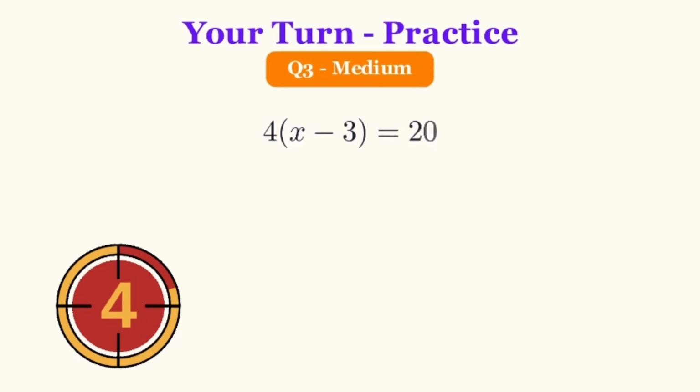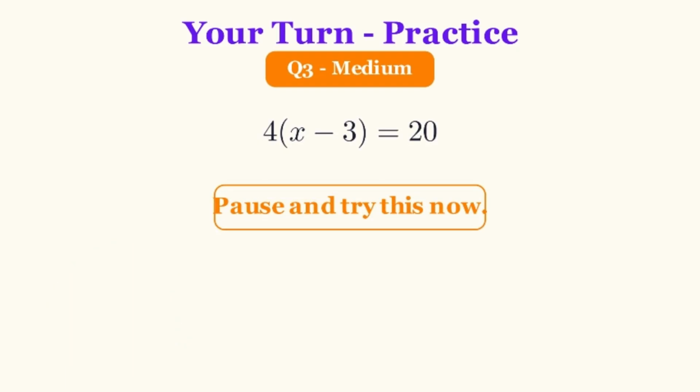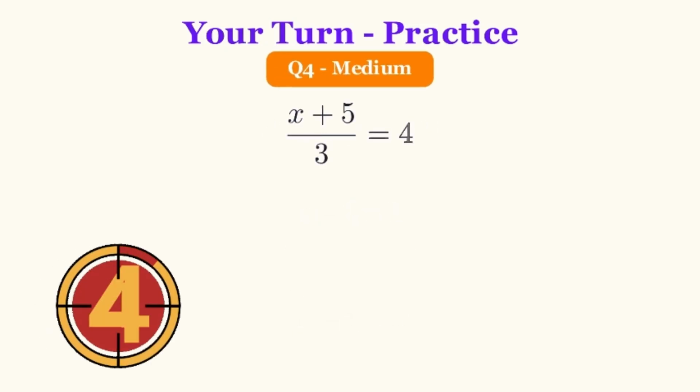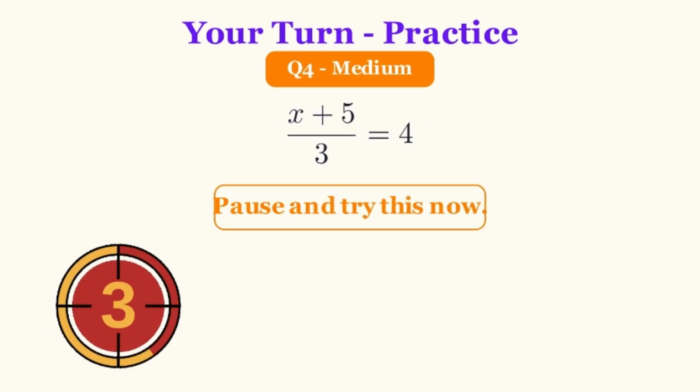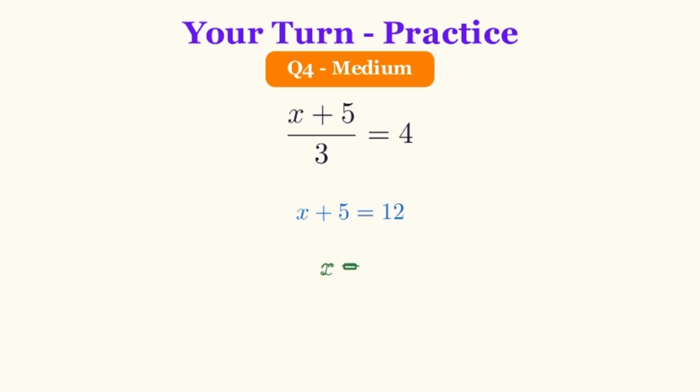4 times the group x minus 3 equals 20. There's a grouping symbol, so divide by 4 first. X minus 3 equals 5. Add 3, x equals 8. The group x plus 5 over 3 equals 4. The fraction bar groups the top, so multiply by 3 first. X plus 5 equals 12. Subtract 5, x equals 7.